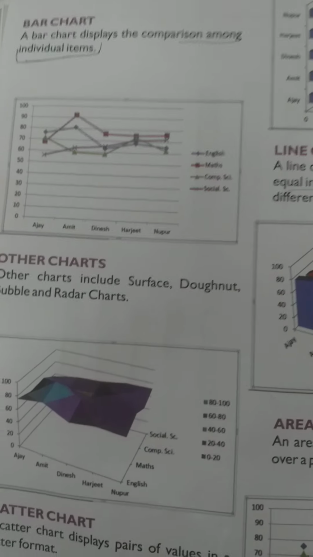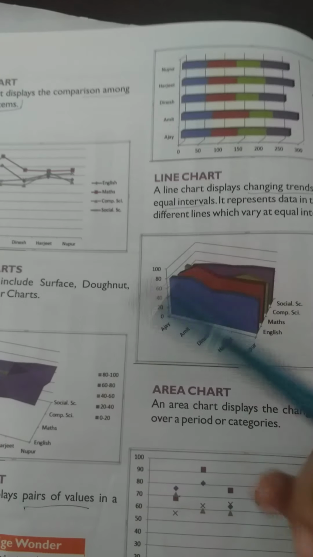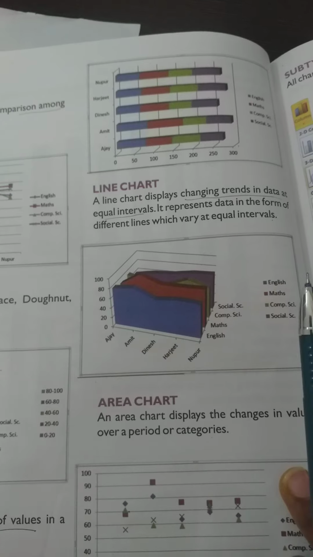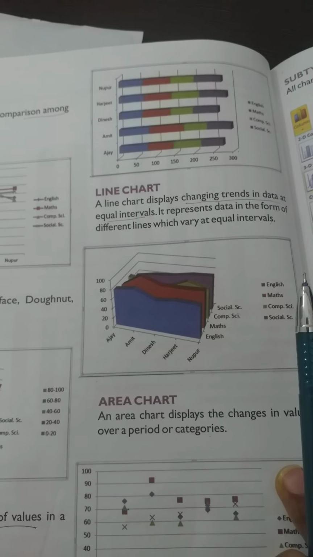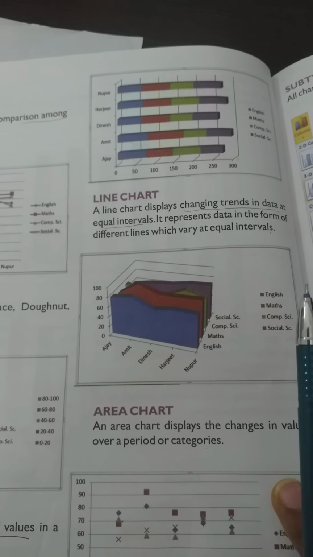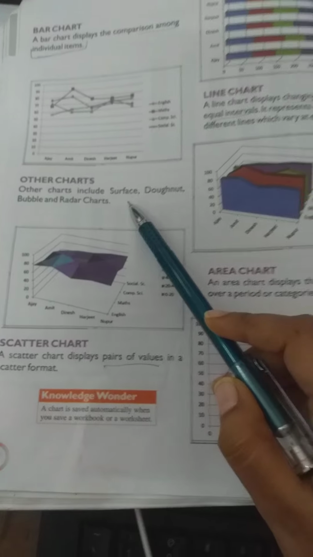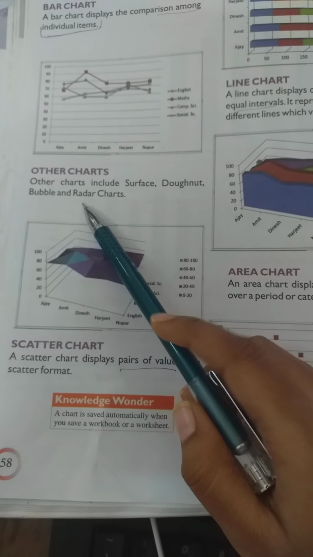Then the third one is the bar chart. A bar chart displays the comparison among individual items. Then there is the line chart. A line chart displays changing trends in data at equal intervals. It represents data in the form of different lines which vary at equal intervals. Here is the example. Then the other chart examples include surface, doughnut, bubble and radar charts.